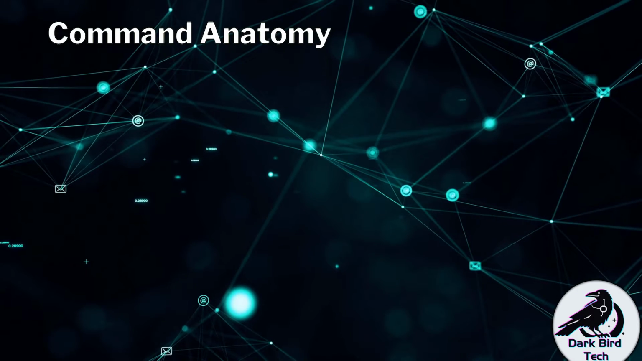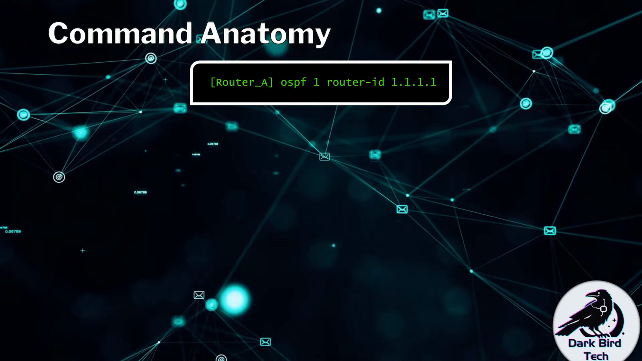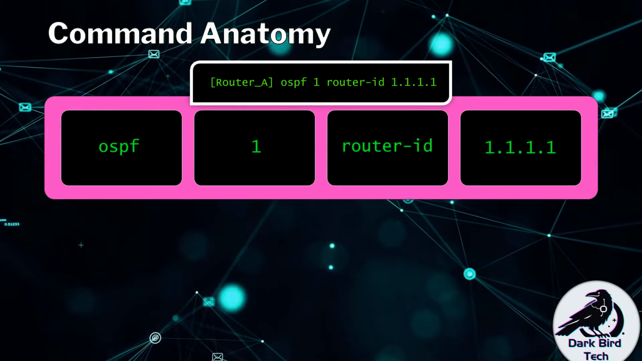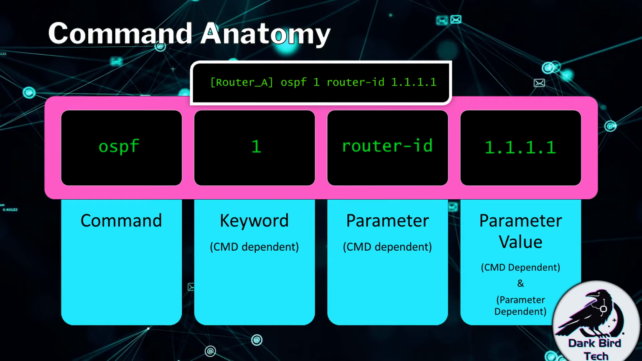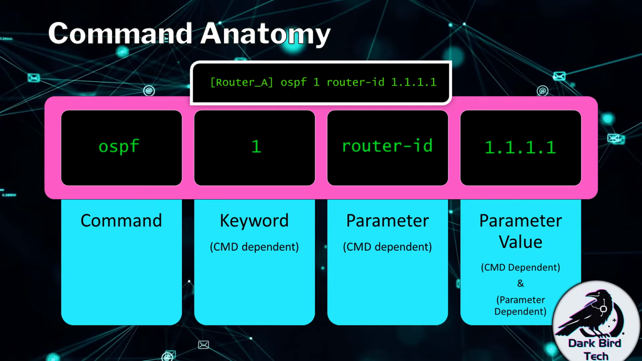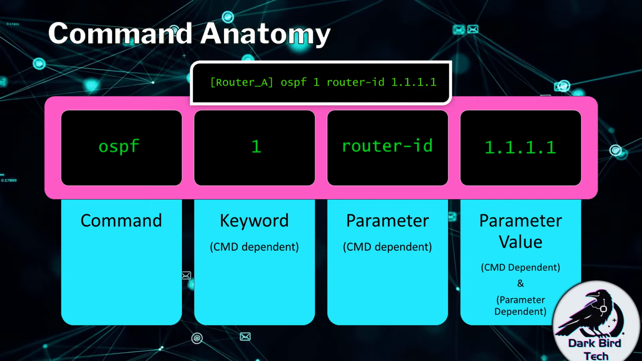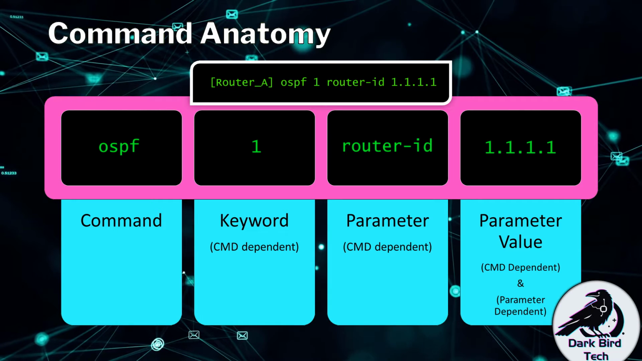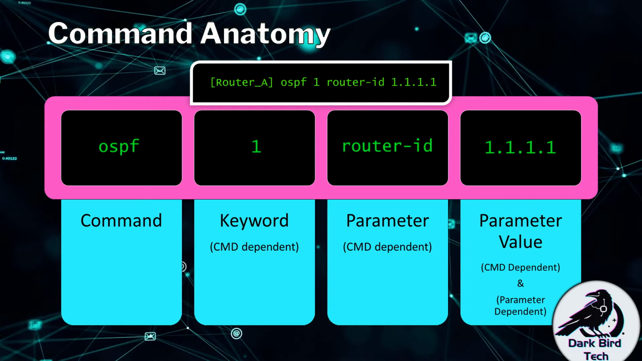Like, for example, what I've got written over here, OSPF 1 router-id 1.1.1.1. So you've got your main command. And then, after the command, you may have a keyword that is applied. Now, in this example of creating an OSPF process, that number 1 that follows the OSPF is the process ID, used just to manage the running process of OSPF. Then after that, you would have parameters. And some commands don't need parameters, but a lot of them actually do use parameters.